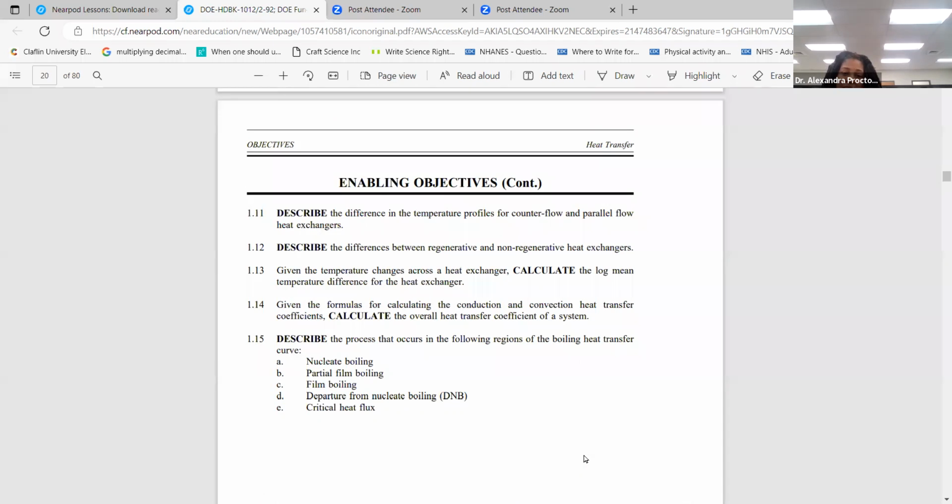Given temperature changes across a heat exchanger, we're going to calculate the log mean temperature difference for the heat exchanger. Then given formulas for calculating the conduction and convection heat transfer coefficients, we're going to calculate the overall heat transfer coefficient of a system and describe the processes that occur in the following regions of the boiling heat transfer curve: nucleate boiling, partial film boiling, departure from nucleate boiling or DNB, and then critical heat flux.